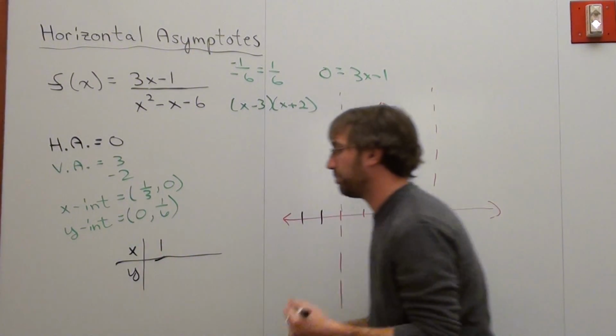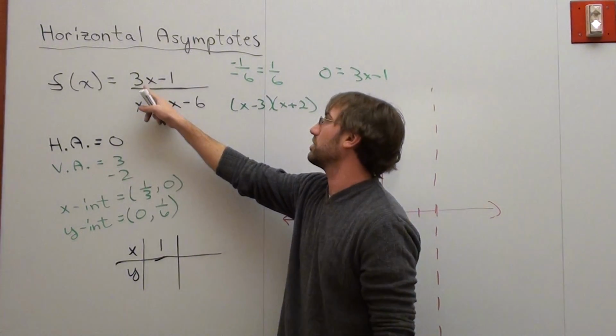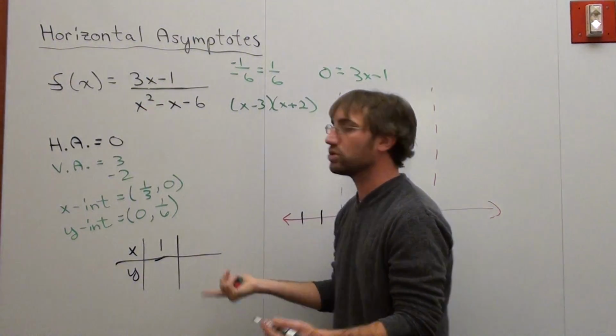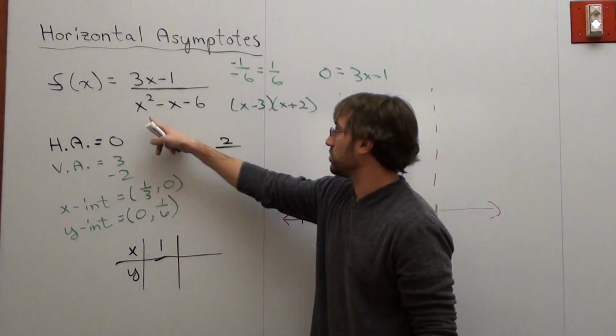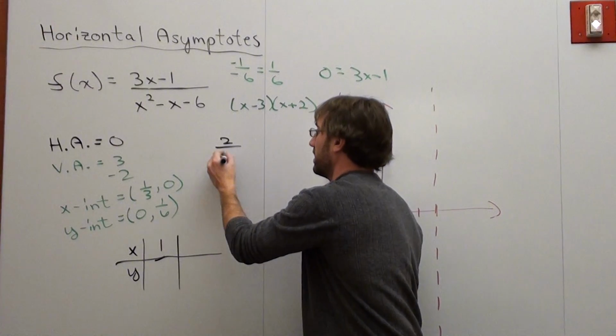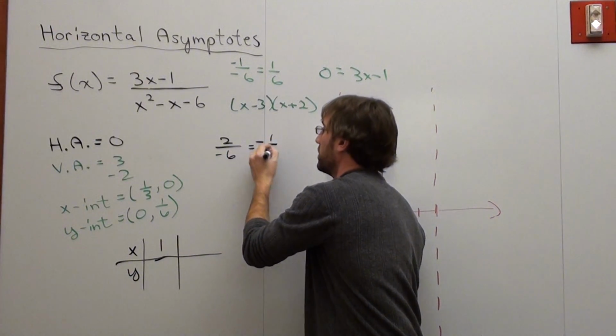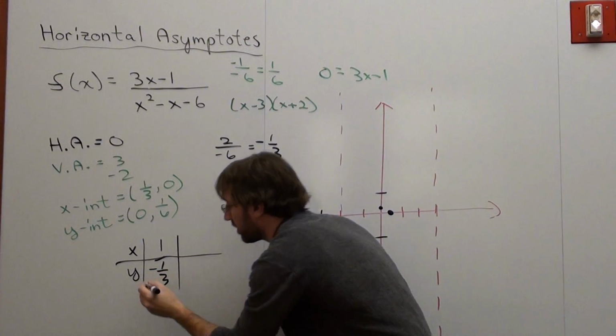So if I put the point in 1, I have to plug in the point 1 into this equation. So this is 3 minus 1, which is 2. And this is 1 minus 1, which is 0, minus 6, which is negative 6, which reduces to negative 1/3. So when my x value is 1, my y is negative 1/3.